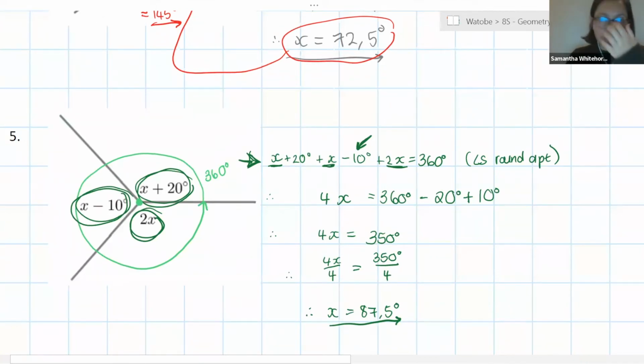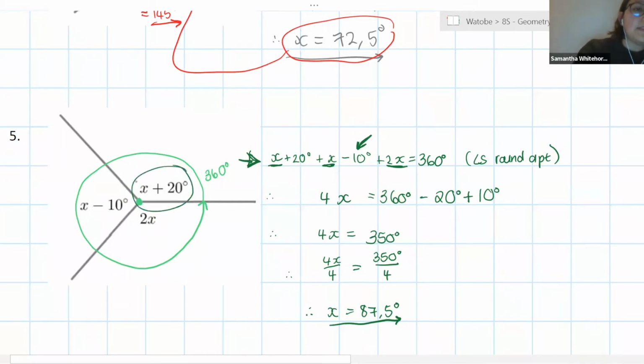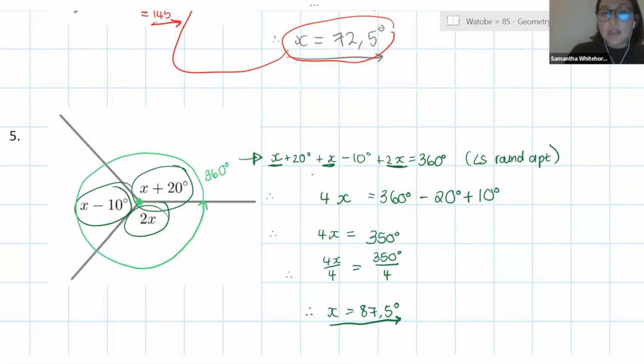Okay, guys, I'm just going to run through it again just that we can all follow. So remember, if I add the three angles together, I should get 360 degrees. So x plus 20 plus x minus 10 plus 2x needs to give me 360. So that was my very, very first statement over here, adding all of the angles together and saying that it needs to be equal to 360 degrees. Then I just collected my like terms. So I've got four x's, and then I brought all the constants over to the right-hand side.